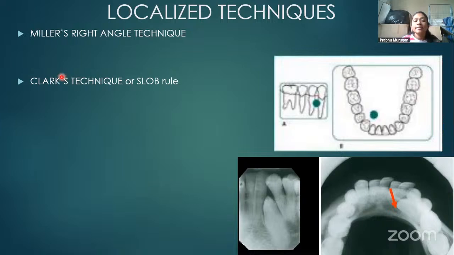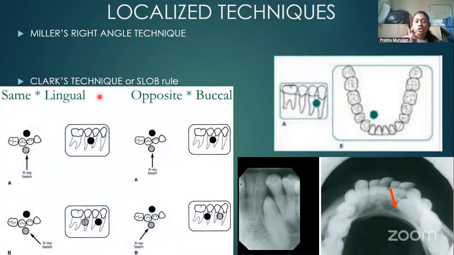Second thing is your Clark's technique or SLOB rule. So this Clark's technique or SLOB rule makes use of two X-rays, that is two IOPAs taken at different positions. So first is called the orthoradial radiograph. Okay, so this orthoradial radiograph is taken at perfect angulation. See, here you're going to alter only the horizontal angulation. You're not going to alter the vertical angulation at all. Please remember that when it comes to your Clark's technique, your vertical angulation, that is plus minus 40 degrees, will not be altered. You're just moving it horizontally.